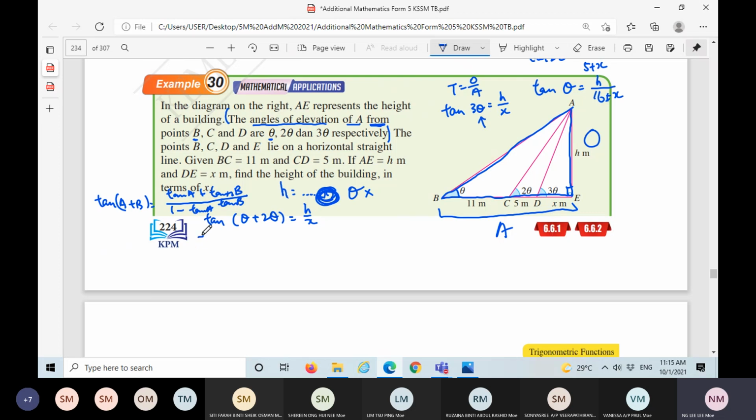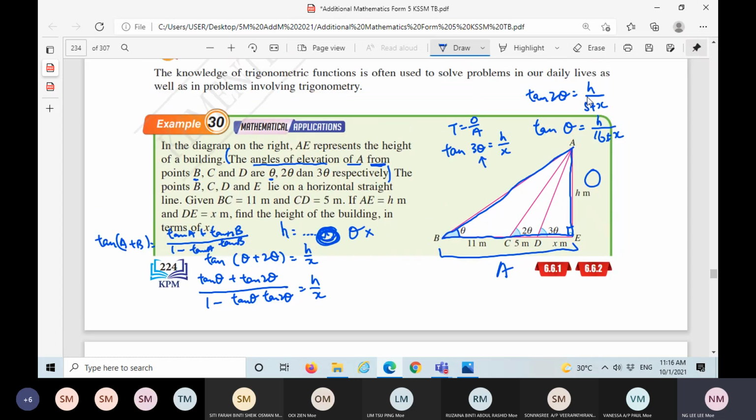So tangent A is tangent theta. Tangent B is tangent 2 theta. 1 minus tangent A, tangent theta again, tangent B, tangent 2 theta, equals H over X. After that, your tangent theta, you replace with H over 16 plus X. Tangent 2 theta, you replace with H over 5 plus X. Then, no more theta. For this and this term also the same.